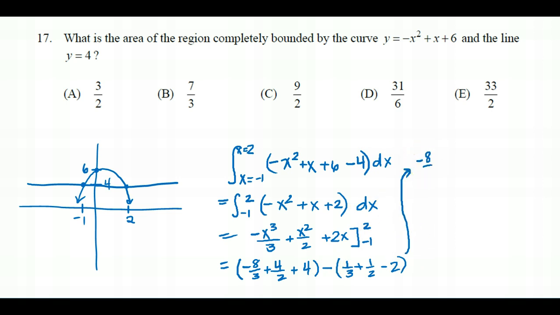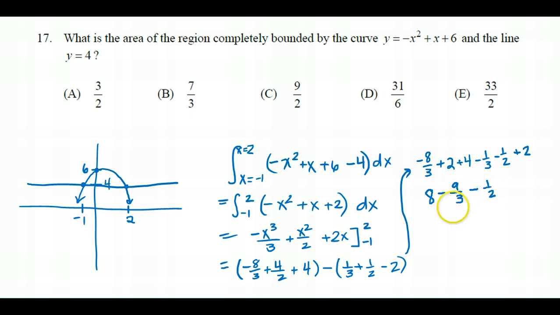So we're going to have negative 8 over 3 plus 4 over 2 is 2 plus 4 minus 1/3 minus 1/2, so I'm distributing in this negative, plus 2. So let's see what's going on. I have 2 plus 2 is 4 plus 4 is 8. So I have 8. I have negative 8/3 and negative 1/3, so that's negative 9/3. And then I have minus 1/2.